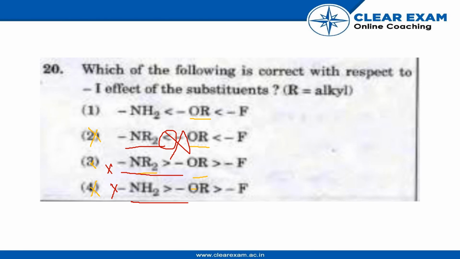So the correct option will be option 1. So let's see what's the correct option. Yes, the answer will be option 1 because the inductive effect of NH2 is less than the inductive effect of OR, and OR is less than the inductive effect of F. Okay, so the correct answer will be this.